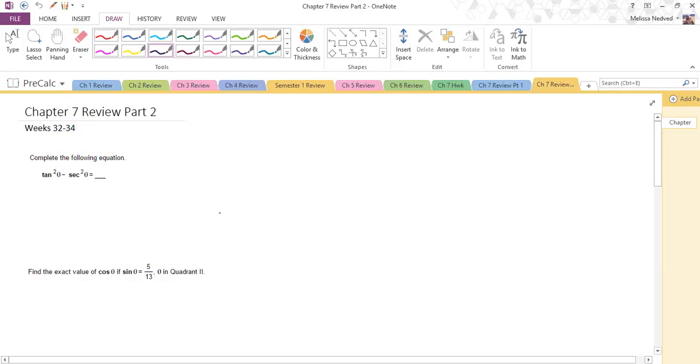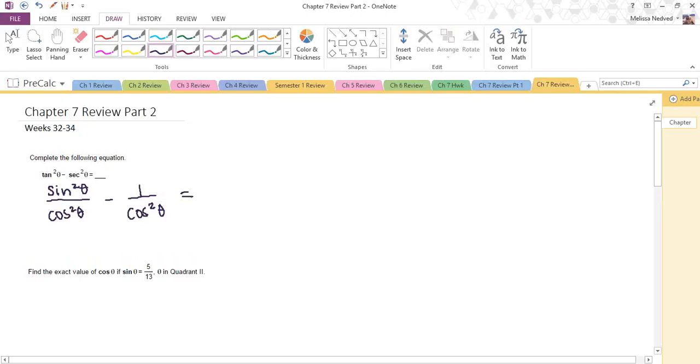We don't know what the right side's supposed to be equal to, but we're going to go about solving it as if we were doing a Pythagorean identity, or excuse me, a trig identity. So we've got tangent squared theta minus secant squared theta. Hopefully you're getting familiar with the fact that, hey, let's go ahead and write this in terms of sines and cosines. So tangent squared is sine squared over cosine squared, minus secant squared is 1 over cosine squared theta.